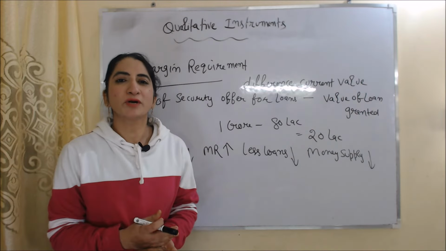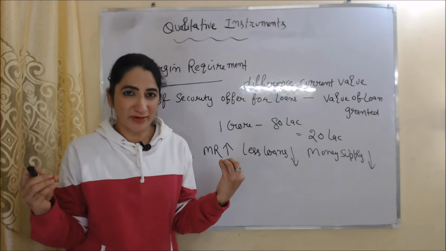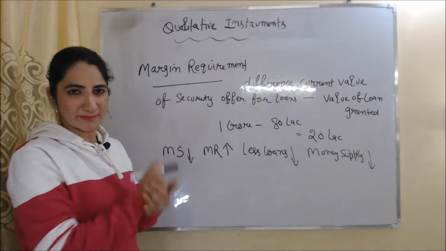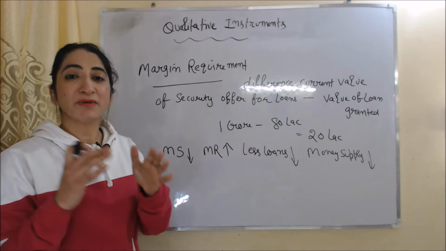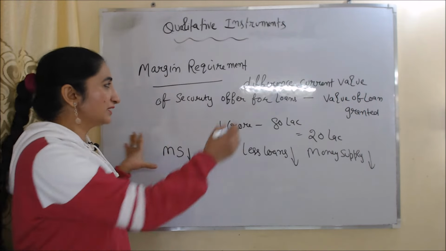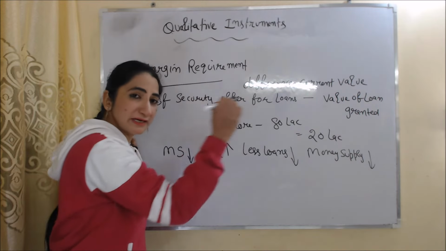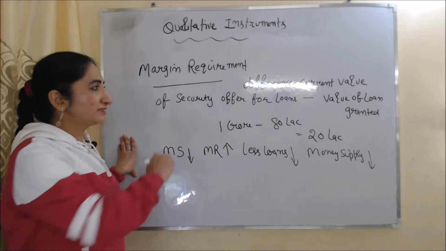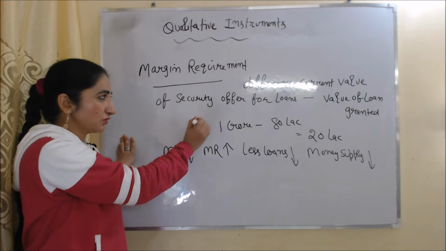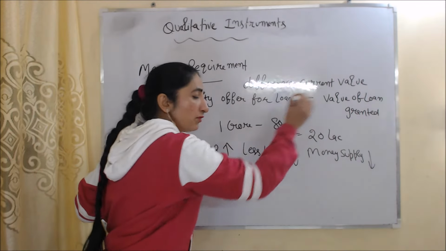Now we are going to talk about qualitative instruments. First qualitative instrument is margin requirement. So what is margin requirement? Margin requirement is the difference between current value of security offered for loan and value of loan granted.